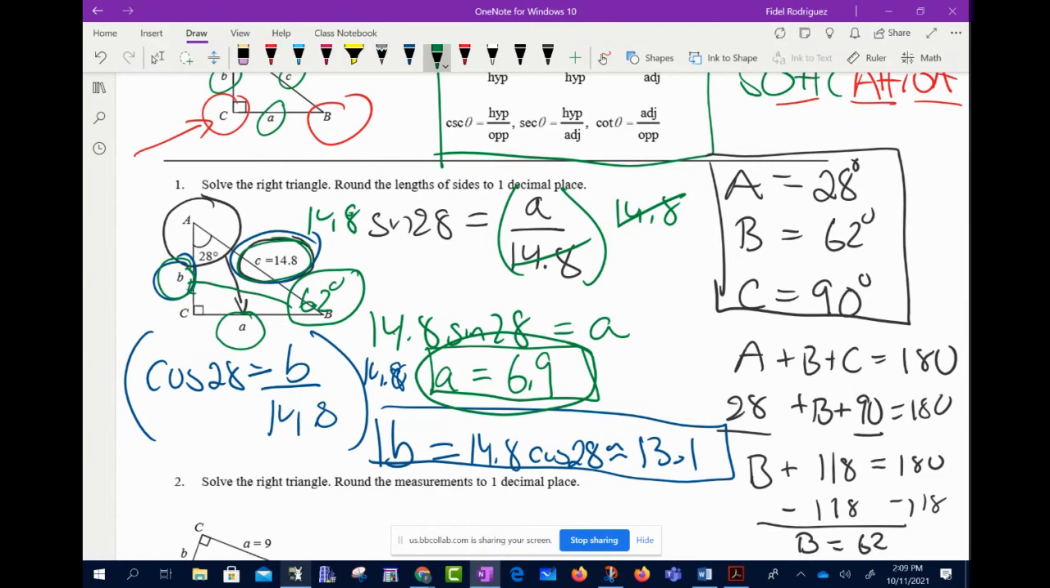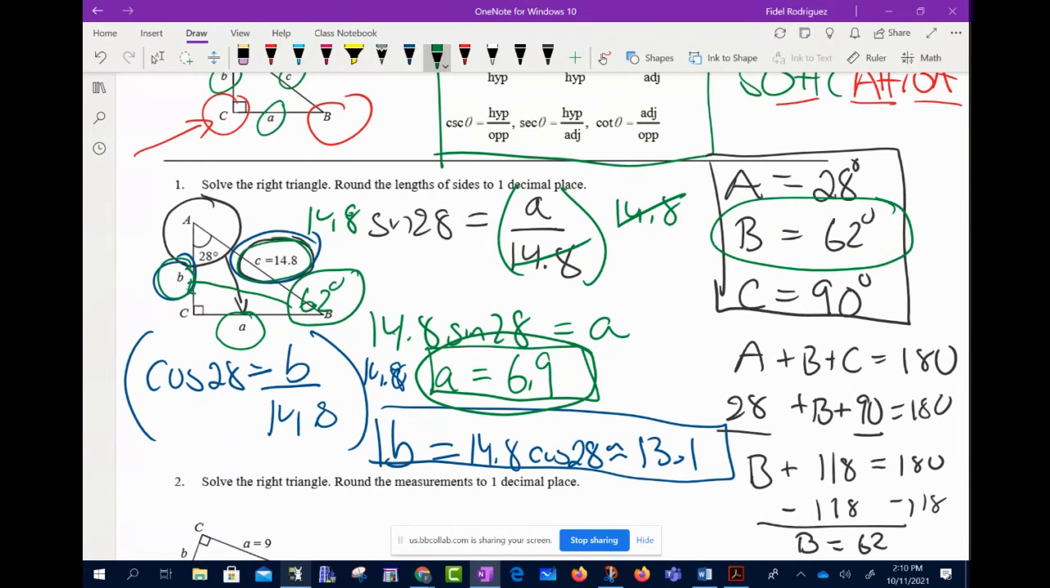Typically, when we do these types of problems, we don't want to use any approximations. Like I don't want to use a side that I approximated to get my answer. But think about the number 62. We didn't approximate anything there, right? 62 was exactly 62 because we added 28 and 90, and subtracted it from 180. So when you're doing these problems, you really have a lot of freedom in how you do them. Typically, the general idea though is, if you can avoid it, don't use an approximation in finding a second piece. You know what I mean?